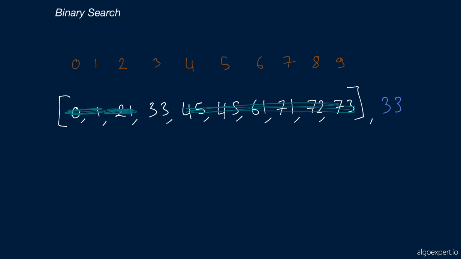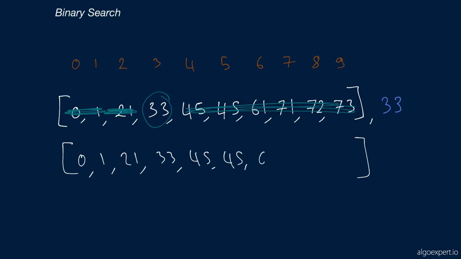So I guess let me just circle this number 33 to show that we found it. And now if we rewrite the array here below our first array, so we've got 0, 1, 21, 33, 45. We've got 2 45s, 61. And this time what we're going to do is we're going to look for a number that's not in the array. So let's say the number 74, okay? So 74 is not in the array.